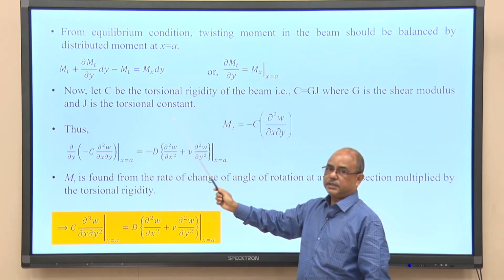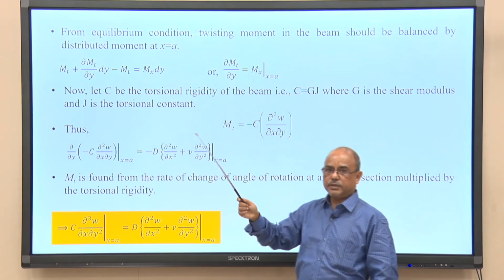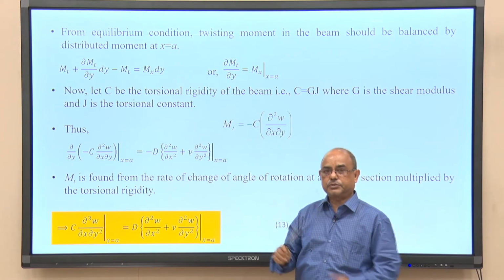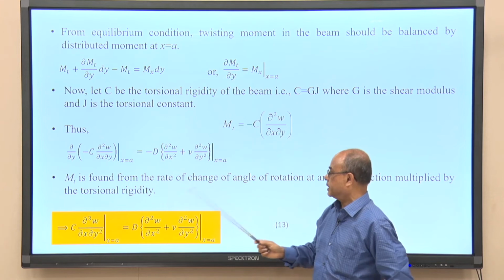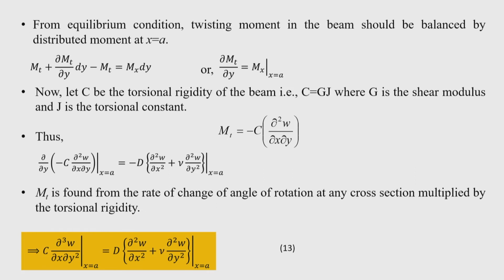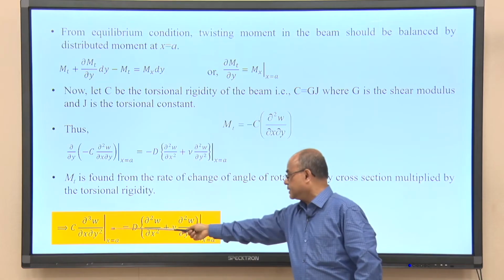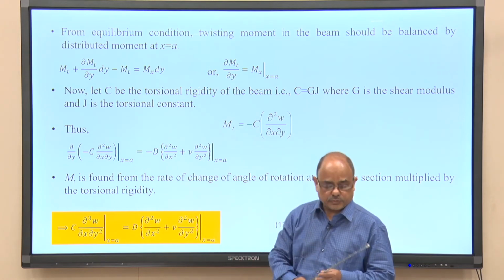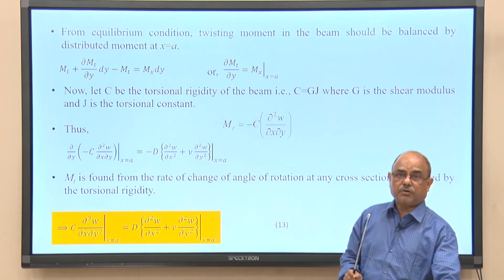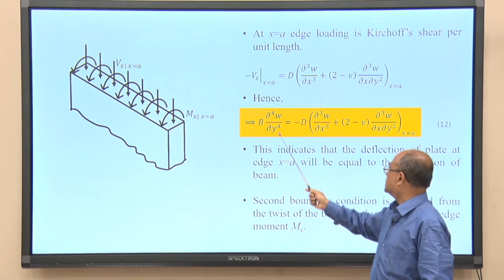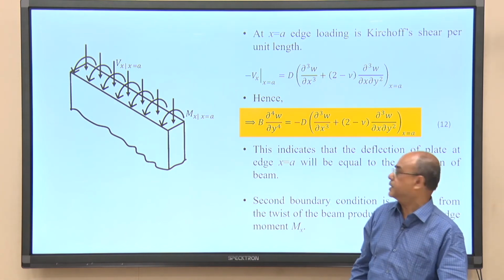So, this gives the second boundary condition for the case when the plate is supported along an elastic beam, a continuous support. There is no discontinuity of the support, that you should remember. So, m t at a is found from the rate of change of angle of rotation at any cross section multiplied by the torsional rigidity. After simplifying, you will get the second equation for the boundary condition of the case when the plate is resting on the elastic beam, and the first boundary condition is this. So, two boundary conditions we have written.